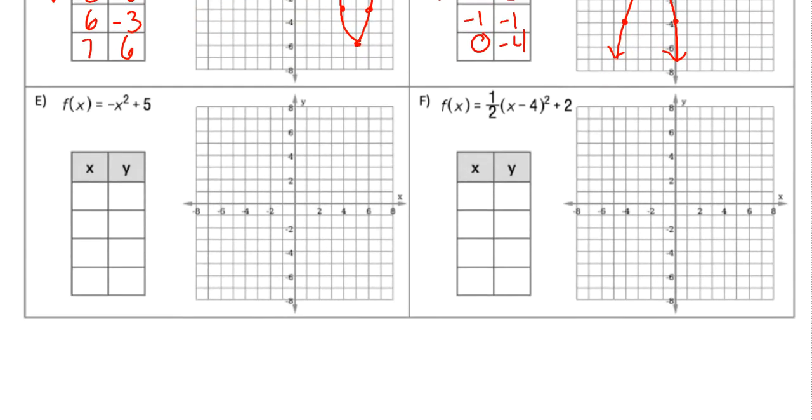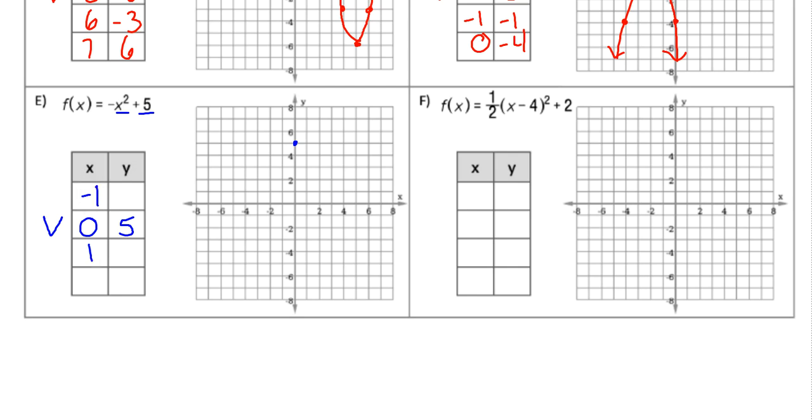Okay, last two examples. This one has nothing with the x value, so that means my vertex is at 0, 5, since there's nothing attached to that x value. So 0, 5 would be up here. Again, it has that negative in front, so I know it's going to be opening downward. So let's pick some points around that, like -1 and +1.